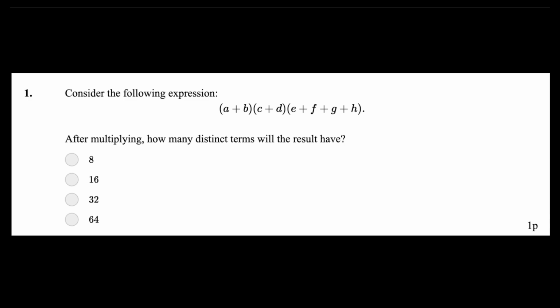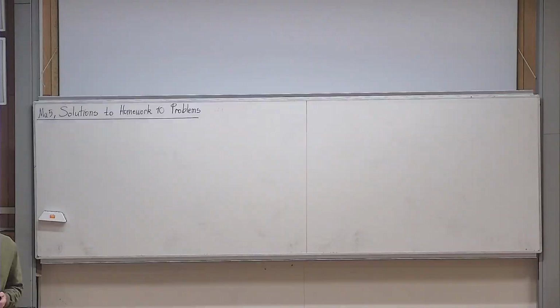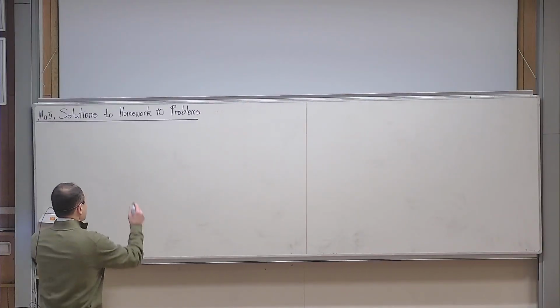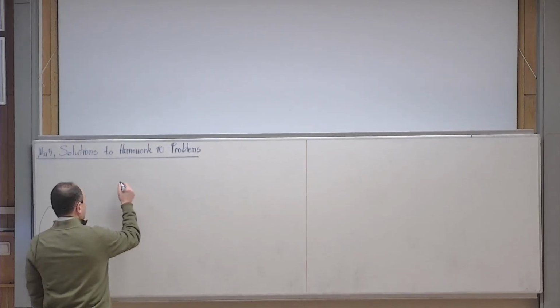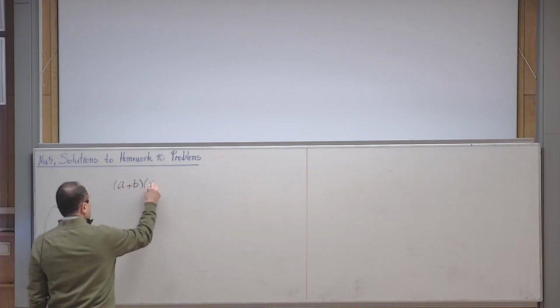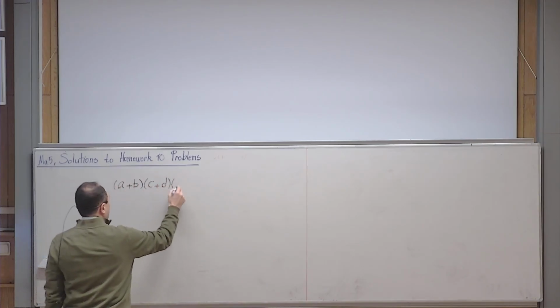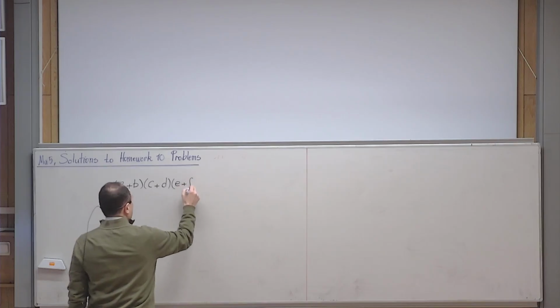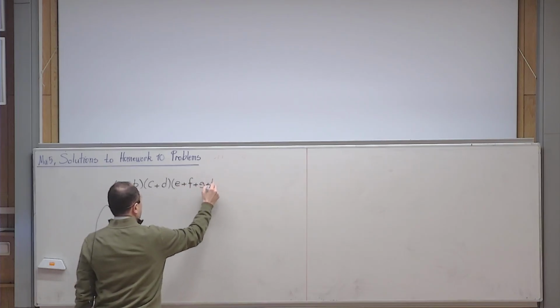So the first question, consider the following expression. After multiplying, how many distinct terms will the result have? Okay, so we have to answer that question. Okay, so how is it related to combinatorics? Yes. So I have A plus B. I want to multiply it by C plus D. And I want to multiply it by E plus F plus G plus H. Yes.